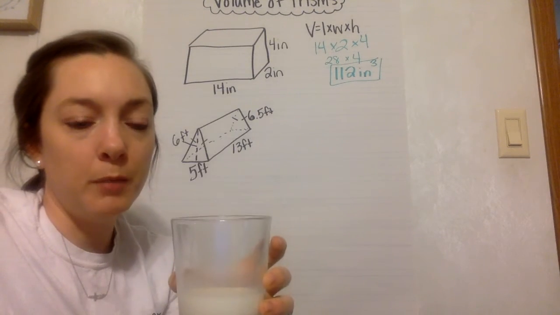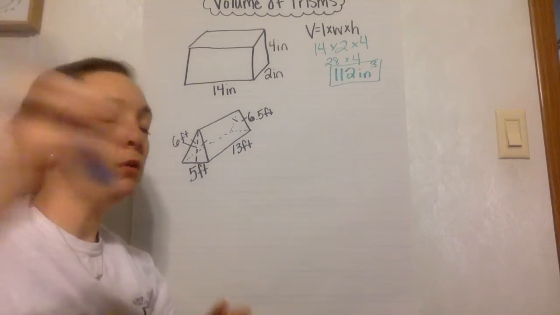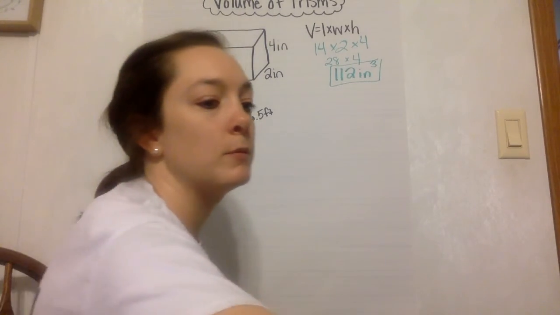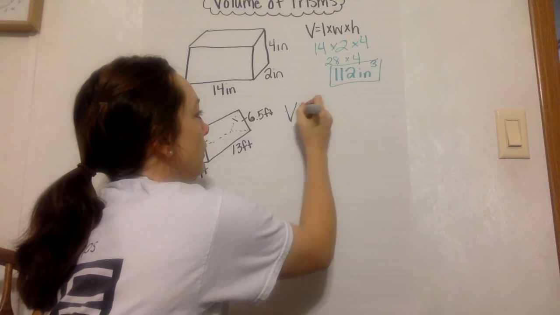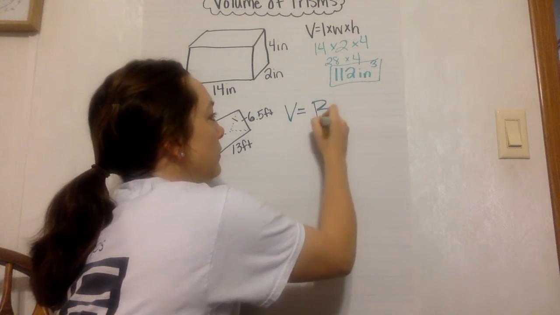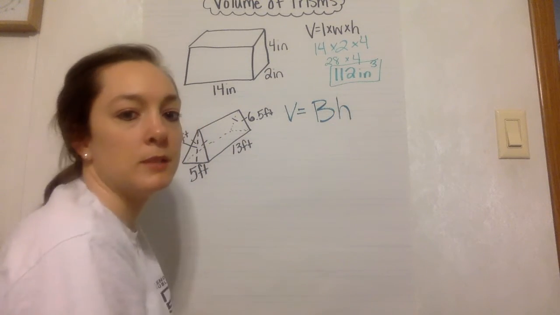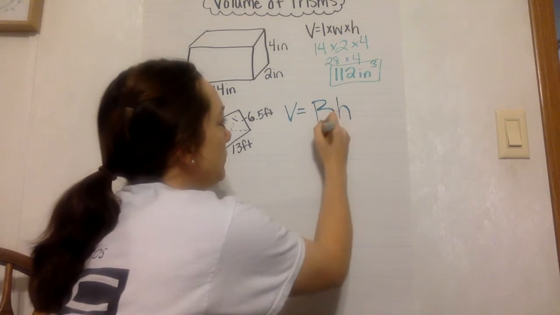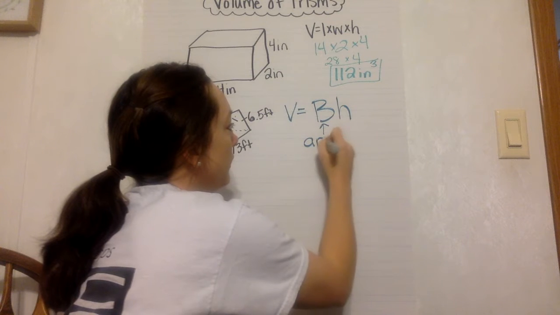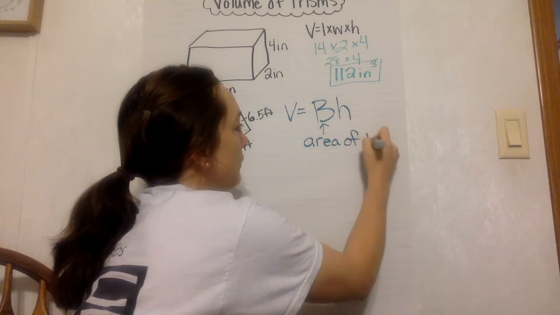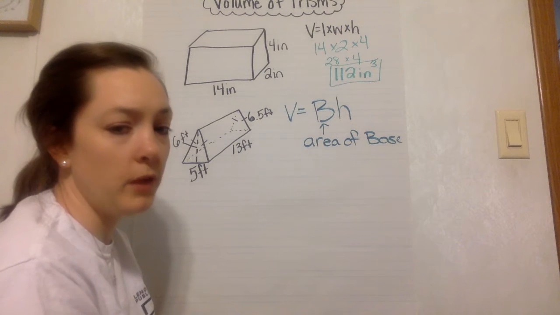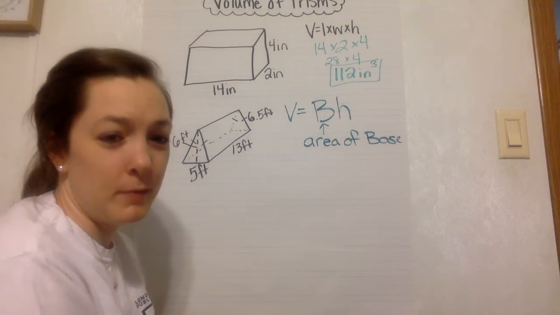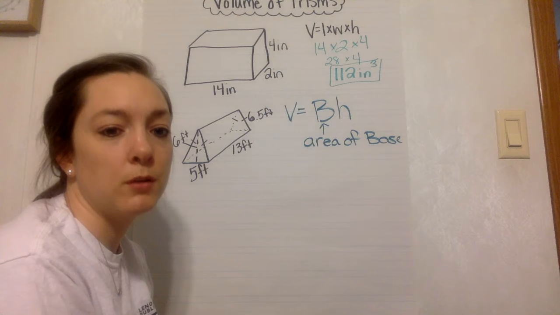It's got a circular bottom. So now what we're going to do, instead of length times width times height, we're going to do volume is big B, and I'll tell you about that in a minute, times the height, okay? And big B here is the area of the base. So now we have to go back and figure out what shapes are the bases.